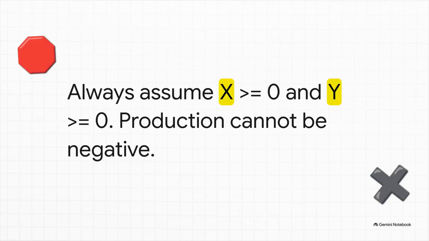Oh, and never, ever forget the fourth step, the implicit non-negativity constraint. Even if a test problem doesn't state it outright, it is always assumed. Mathematically, sure, lines on a graph can go into negative numbers forever, but in reality, you obviously can't manufacture -5 units of a small model. So we formally state that X must be greater than or equal to 0, and Y must be greater than or equal to 0.